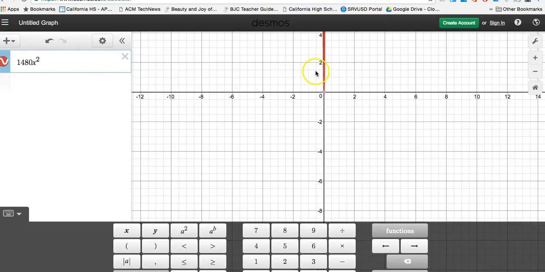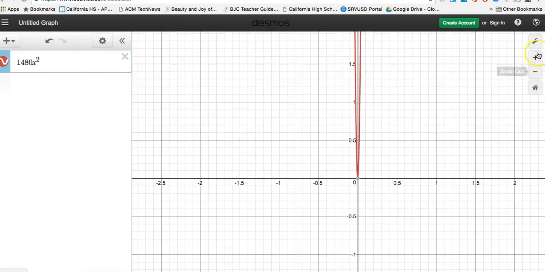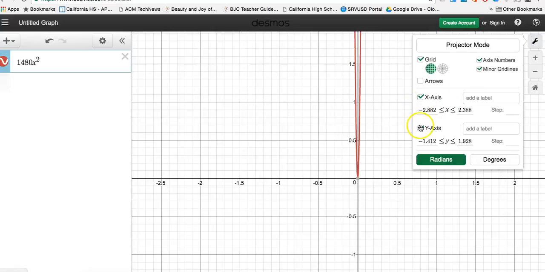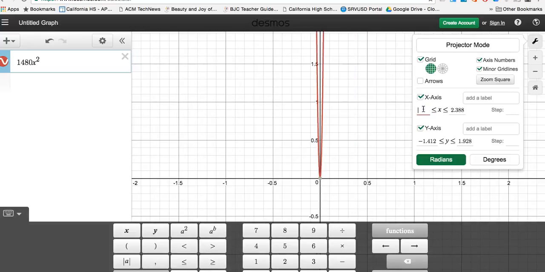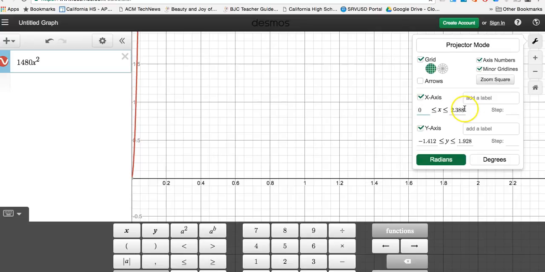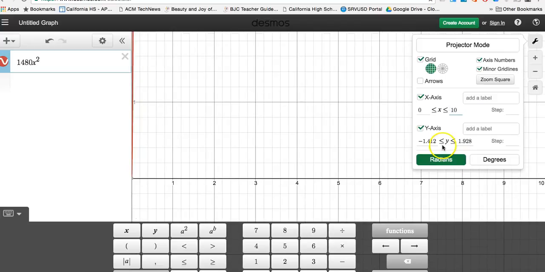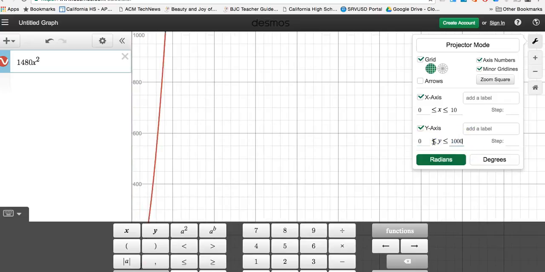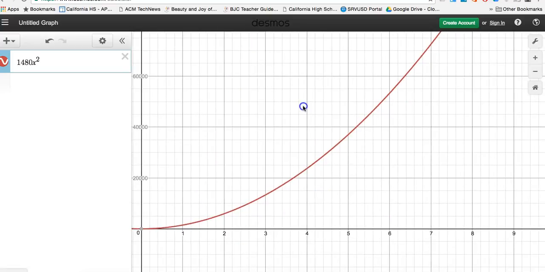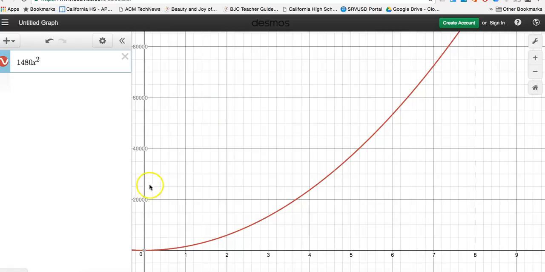Now we're going to want to zoom in here, so I can change the x-axis and y-axis. Let's go from 0 to, for the diameter, let's just say 10. For the y-axis, we're going to want to go from 0 to, I don't know, 10,000 maybe, or even bigger than that. Now look what we have here. This is what we have.